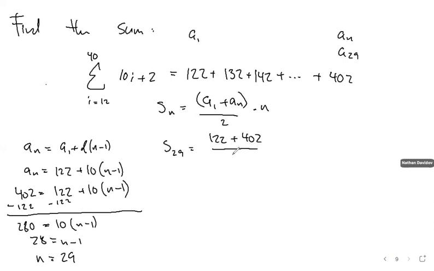Now I'm just going to plug everything in. And let me plug this into the calculator here. 7,598 is the answer, apparently. So this big sum here is 7,598.